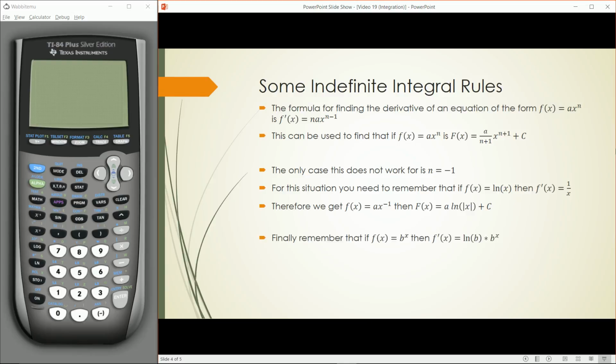And then there's the basic exponential. For the derivative, the exponential doesn't change, but you multiply by the natural log of your base. Well, for the indefinite integral, you divide by the natural log of your base, and then add a constant. All right?